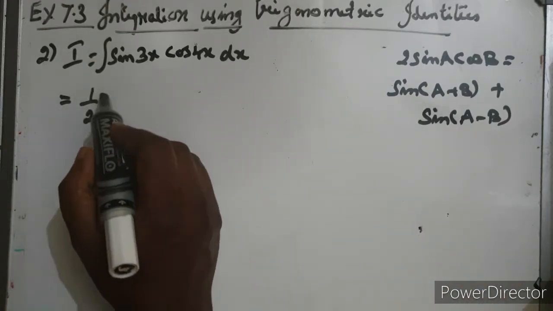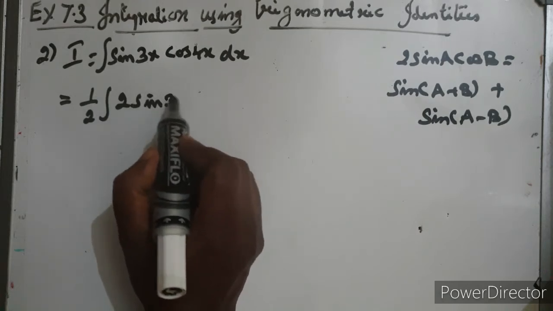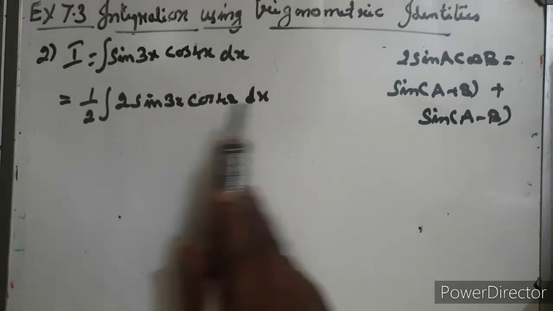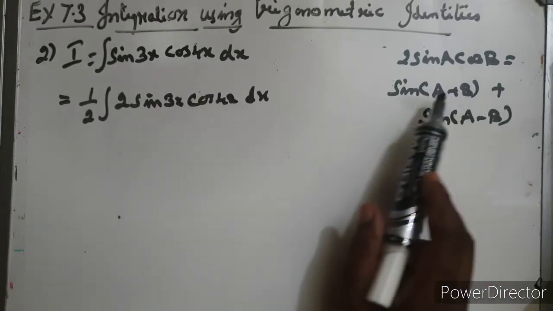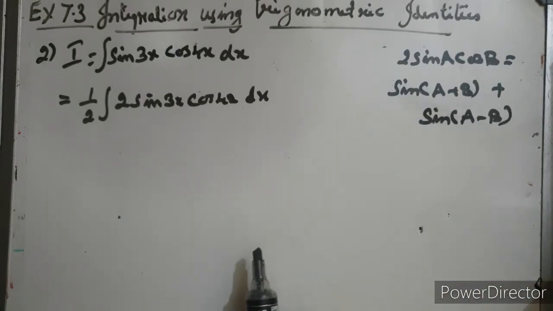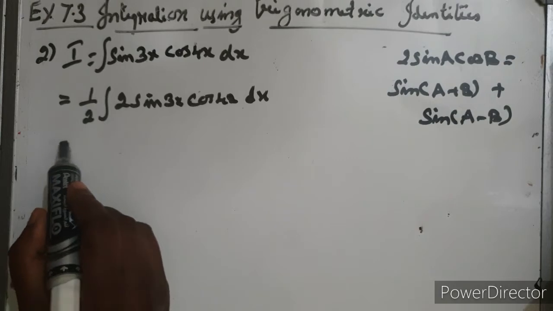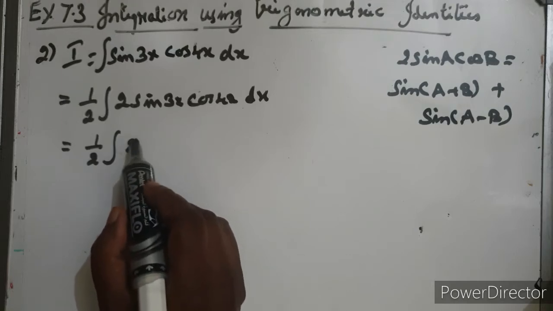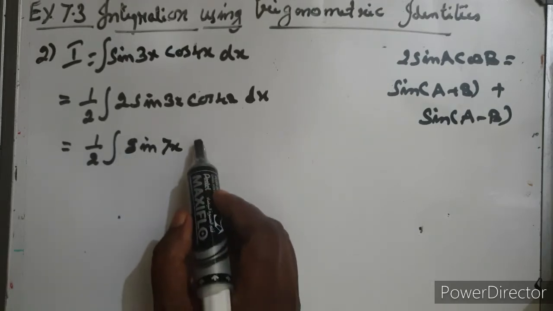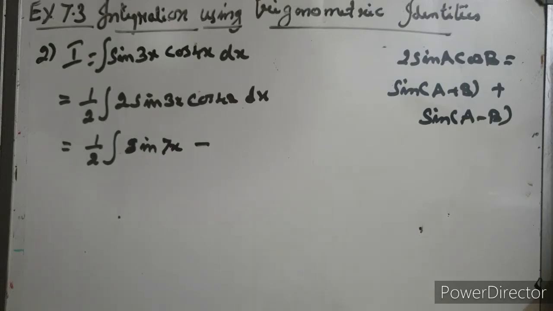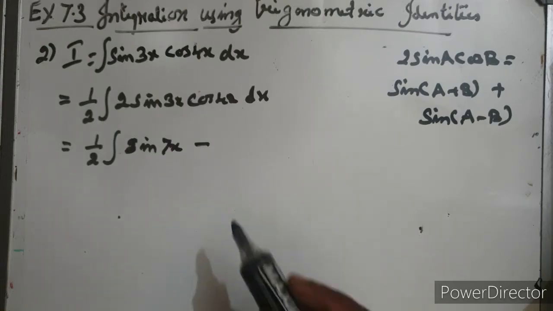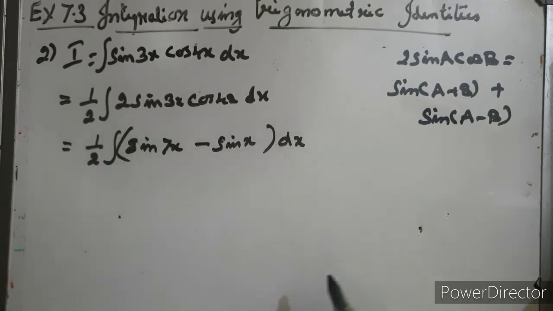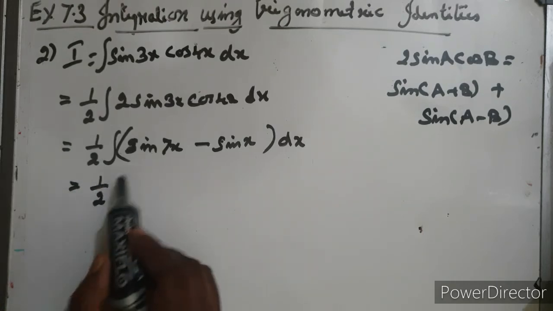So 1 by 2 of 2 into sine 3x cos 4x dx. So sine of a plus b, that is sine of 3x plus 4x, plus sine of 4x minus 3x. So this will become half of sine of 4x plus 3x is sine 7x, minus sine of 3x minus 4x is minus x, so sine x, into dx. Now we have to integrate this. So half of sine 7x dx.